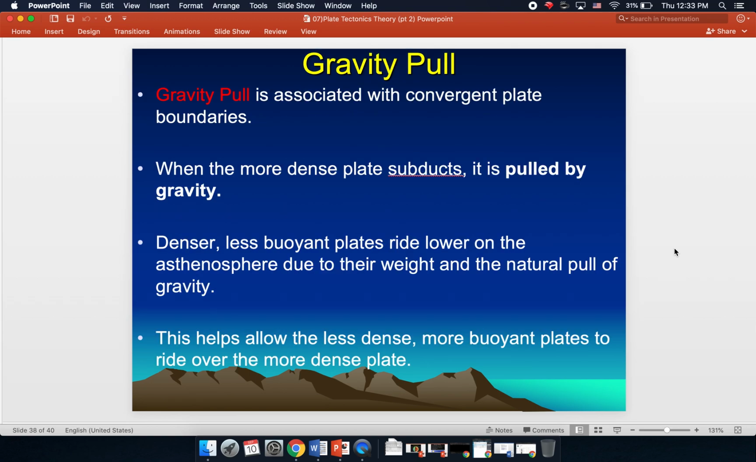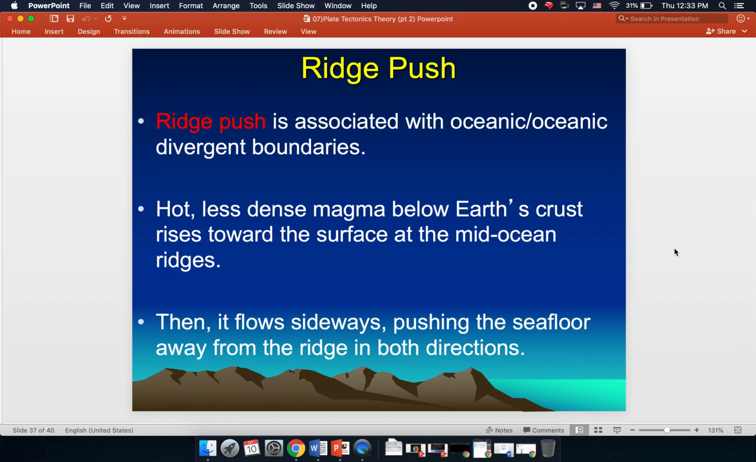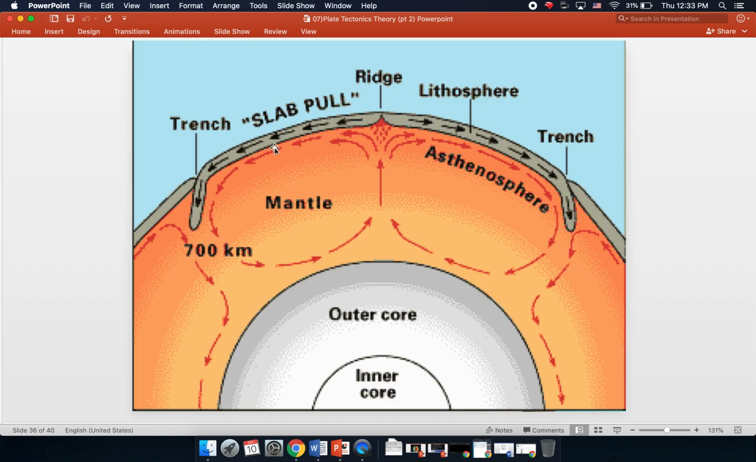Now, gravity pull. This is something I didn't mention. This is associated with those convergent plate boundaries. As the more dense plate subducts, in part because that's the way the magma is pushing it, it is also being pulled by gravity. So this plate here, in addition to this magma pushing it this way and also helping push it down, gravity is also pulling this towards the middle of the earth. Same deal here.